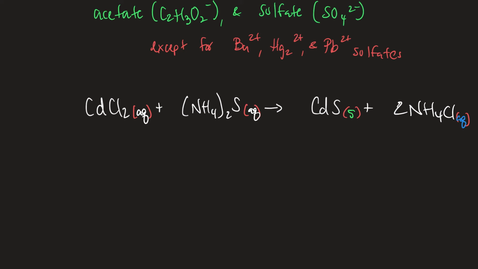And so this is how you use the solubility rules, and it allows you to predict what's most likely going to be the state of matter of your products if you're mixing two ionic compound solutions.